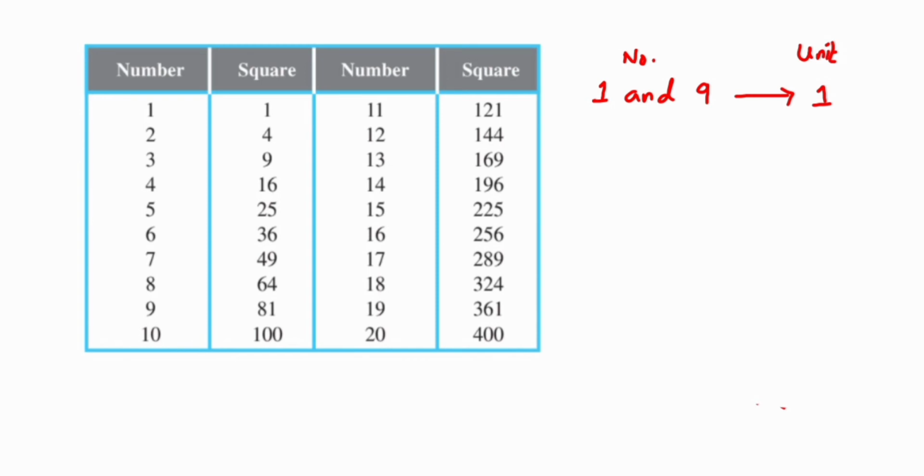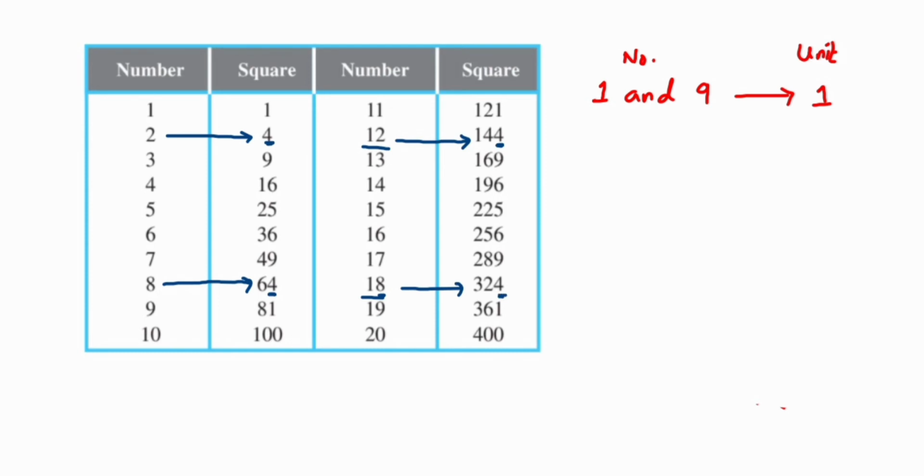Now similarly, let us look at the next two. For 2, it's giving us 4, and there's one more number, which is 8. For 8 also, if you observe, it is 64. 4 is at the end, right? The unit place is 4. Similarly, 12 square is 144. Look here, the unit place is again 4. And for 18, the number ends with 8, the square always ends with 4.